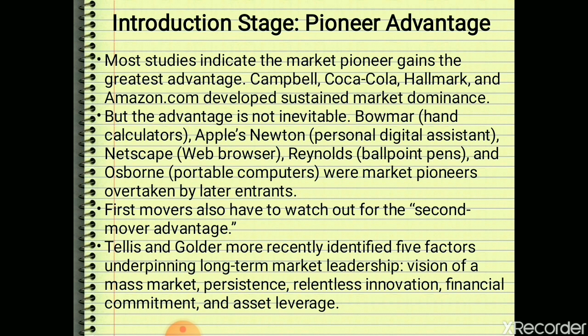So first movers also have to watch out for second mover advantage, that is, what the advantage to the second movers will be. Now Tellis and Golder have identified five factors which underpin long-term market leadership. If we want long-term market leadership, we should look for: mass market, persistence of our company, relentless innovation, financial commitment, and ultimately whatever assets we have should be leverageable, meaning asset leverage.